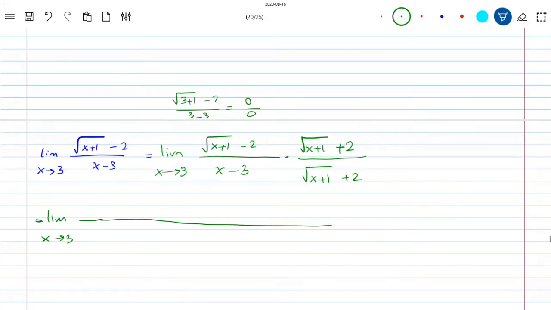Okay, let's multiply. I'm going to use red to multiply. You should distribute this times that, times positive 2, negative 2 times this, negative 2 times that. So what you get is square root of x plus 1 times square root of x plus 1. You'll get square root of x plus 1 squared. You get 2 of them multiplied by each other. Then square root of x plus 1 times positive 2. You'll get positive 2 square root of x plus 1. You get negative 2 times square root of x plus 1. So you get negative 2 square root of x plus 1. And negative 2 times positive 2 is minus 4.